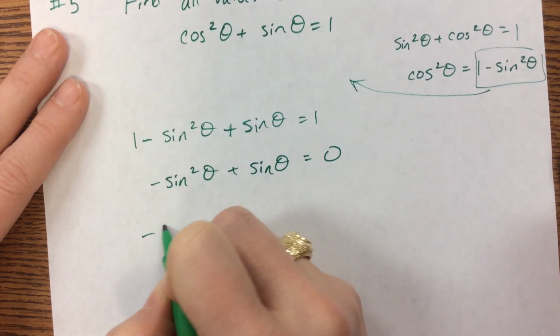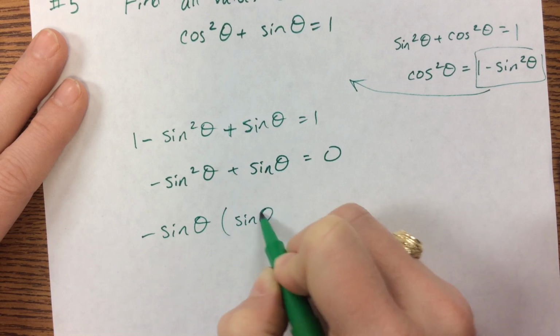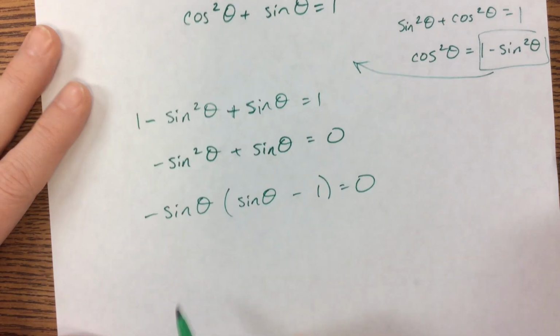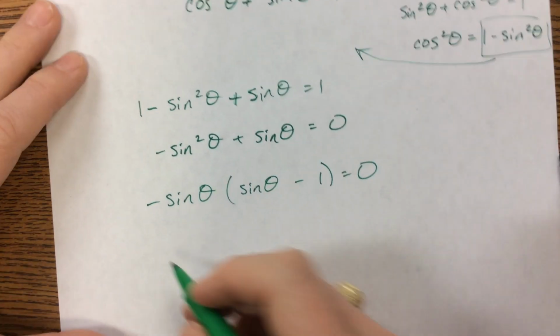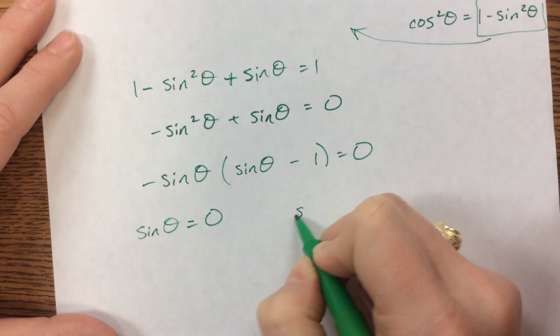I can factor out, well, let's factor out the negative sine theta. Leaves me with a positive sine of theta and a negative 1. And this looks a whole lot like the very first example at this point. So sine of theta is either 0 or sine of theta is 1.